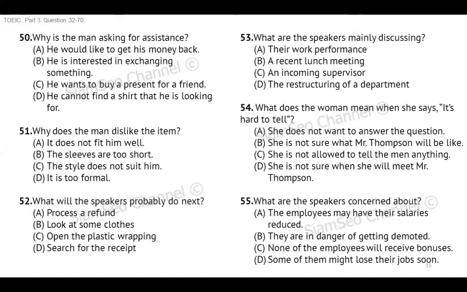Questions 50 through 52 refer to the following conversation.